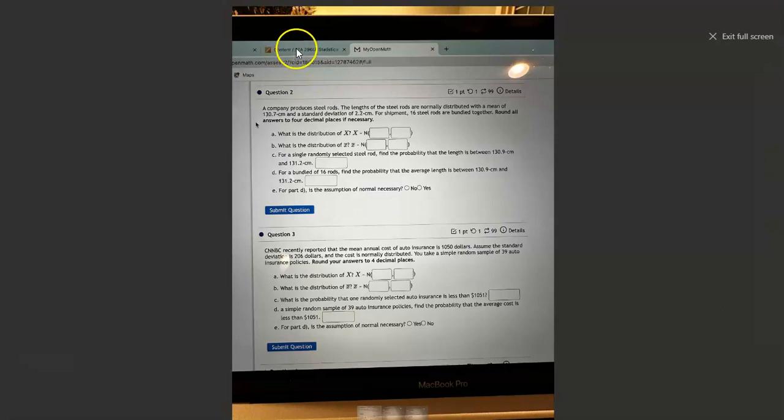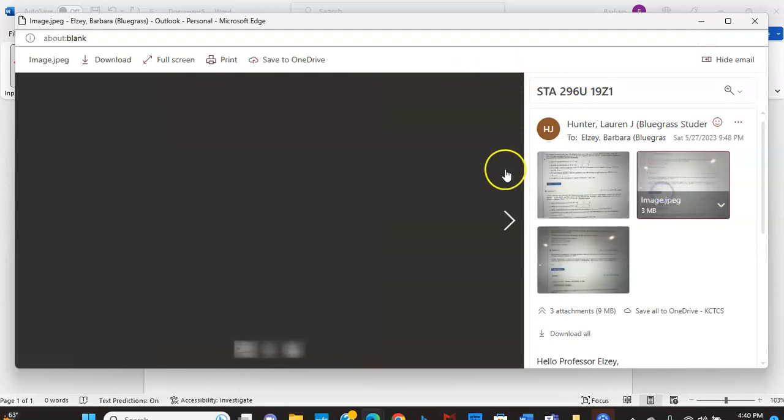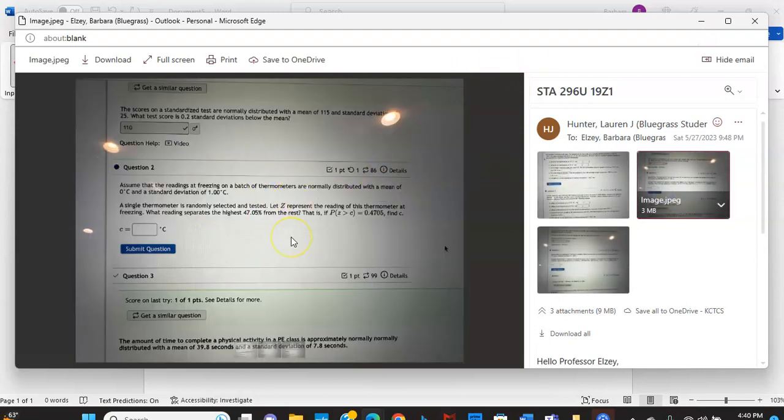And then let's go to the other ones that you had. So let's see, number 2 here. Assume that the readings at freezing on a batch of thermometers are normally distributed with a mean of 0 and a standard deviation of 1. A single thermometer is randomly selected and tested. Let Z represent the reading of this thermometer at freezing. What reading separates the highest 47.05% from the rest?